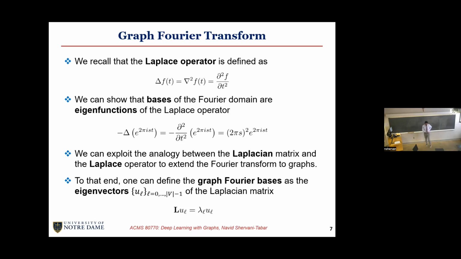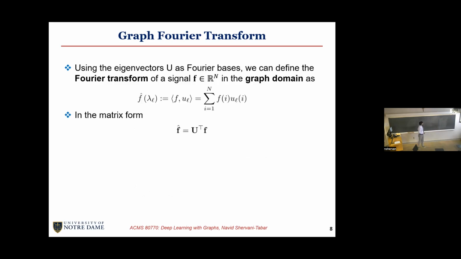Now we can take this analogy and redefine convolution for graphs, right? We can basically redefine convolution in the spectral domain of the graphs. Using these bases, we can decompose some function f defined on the nodes of a graph, and we can expand that using these eigenvectors.